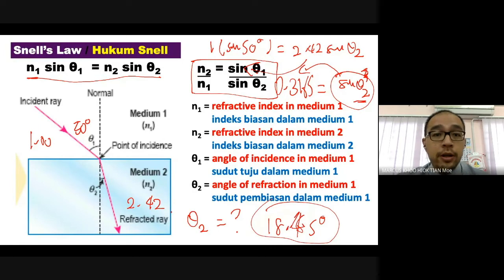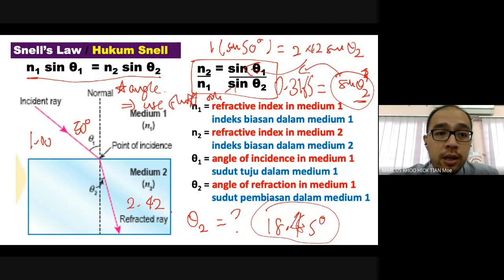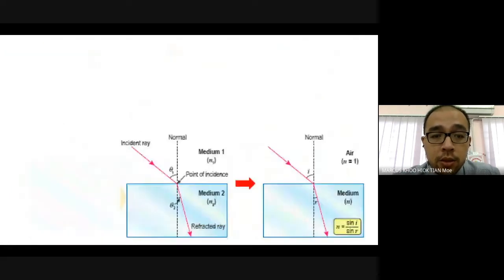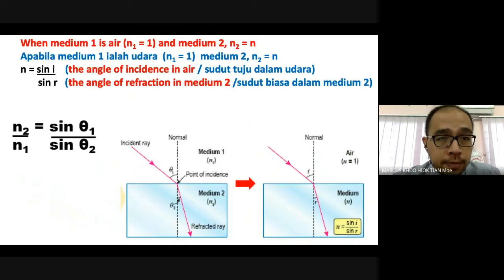Okay, 18.45. For those of you who are not sure about this, maybe you can write a reminder over here. If you want to find the angle, you must use shift sine. You must use shift sine in order to find the angle. Just to remind yourself.